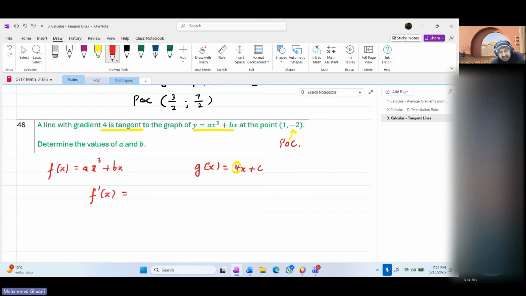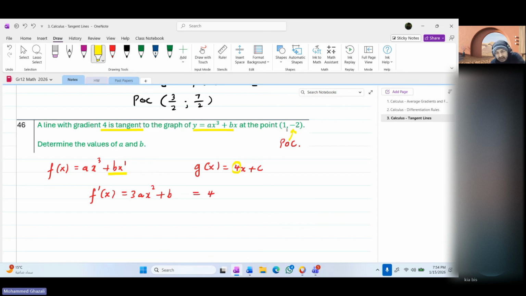F prime x is a times 3, which is 3a x squared plus b. Why? Because this is linear, it is 1 times b. 1 times b is b. Take away 1 from the power. 3 times a is 3a, so 3a x squared plus b. Now, that must be equal to 4, right? But how come we got an x squared over here? That's because to find 4, we're supposed to be substituting into f prime 1.